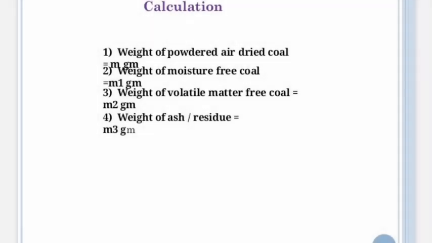We write the weight for the calculations of the first three percentages, but for carbon percent we don't write a weight. So after calculating these three percentages and subtracting them from 100, we get the carbon percent.